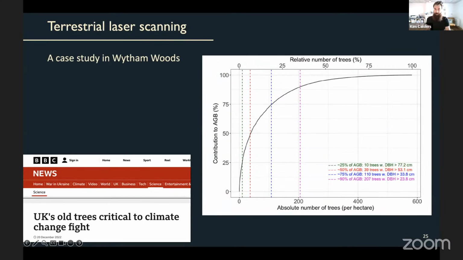If you extrapolate that, 90% of the biomass is in the 200 largest trees of these 600. So in one third of the trees, and the lower diameter of that would be 24 centimeters. So there's a lot of biomass in the large trees, so it's even more problematic if we can't estimate the biomass of these larger trees.